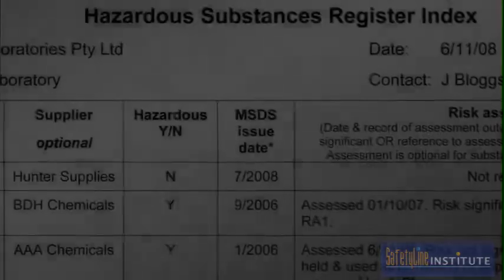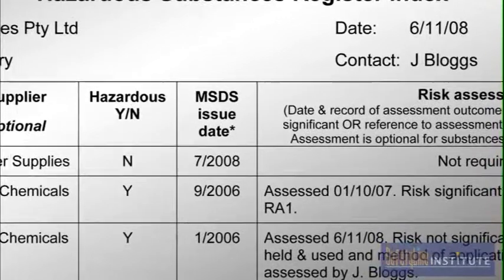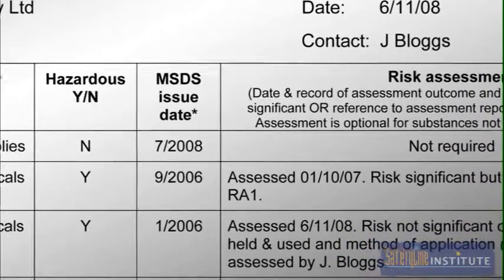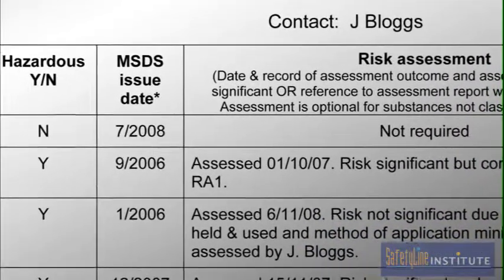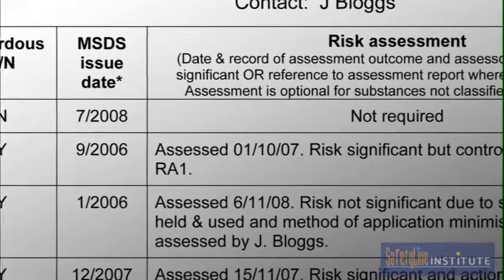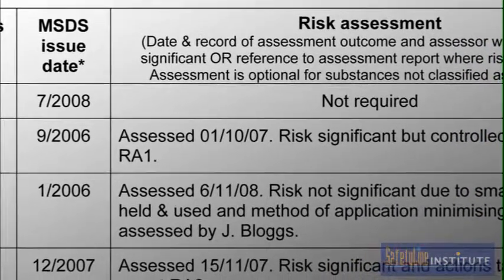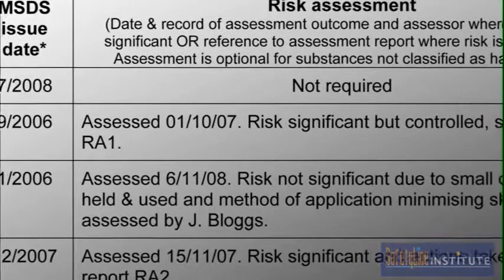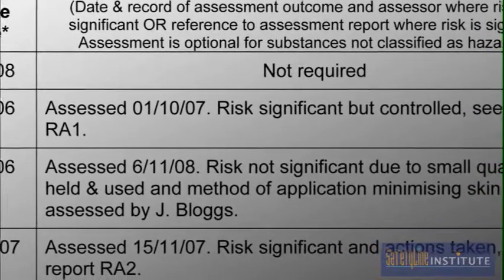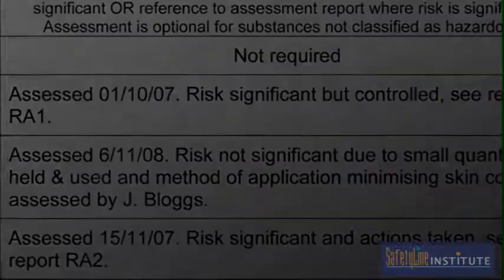If the chemical is being used in accordance with the MSDS and all controls have been maintained, this is called a simple and obvious risk assessment, and all that is needed is to note in the hazardous substances register the date of the assessment, who did the assessment, and that controls in operation were in accordance with the MSDS.